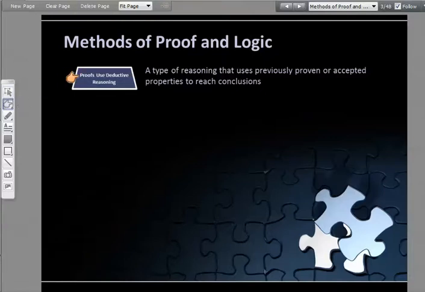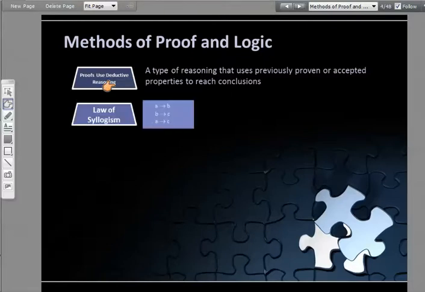Okay, proofs use deductive reasoning. Okay, remember we said that a lot. A type of reasoning that uses previously proven or accepted properties to reach conclusions. You have the law of syllogism. Remember, A implies B, B implies C, therefore A implies C.